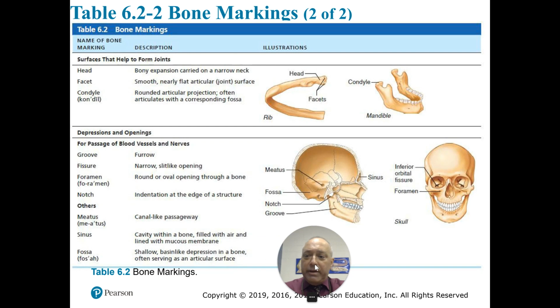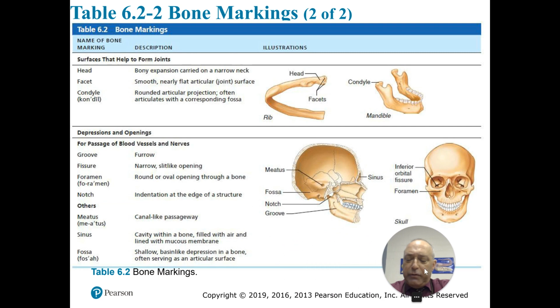So more on bone markings. The bones that form joints have a head, a facet, and a condyle. So the head is the bony expansion right on the neck. The facets are smooth, nearly flat, articulate joints. And then the condyle is a rounded articular projection which will articulate with a fossa.